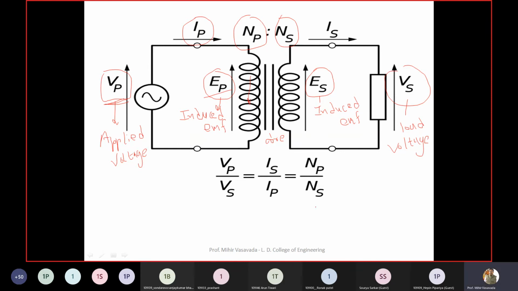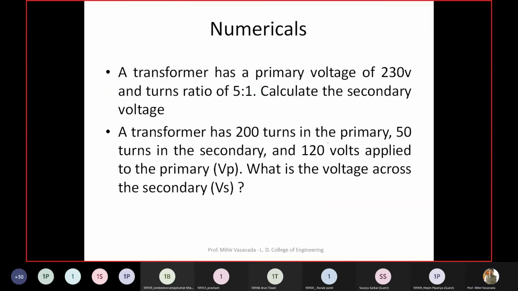Right? And these are the ratios. Clear? This you should remember. You should also remember, if you take this V as V1, then V1 upon V2 equals I2 upon I1, equals N1 upon N2. This also you should be able to formulate. Now try to solve this first numerical. There are two numericals. You should at least solve this first numerical.